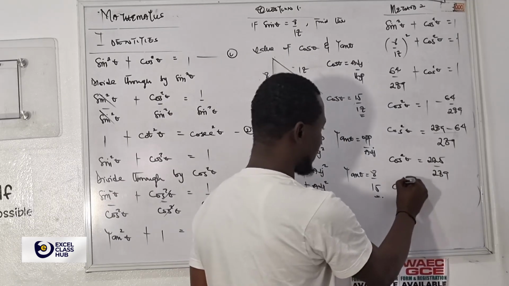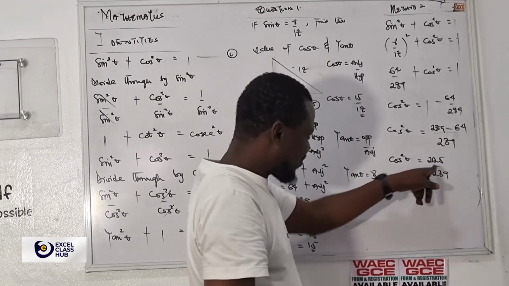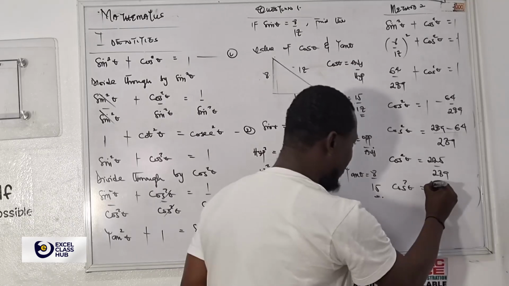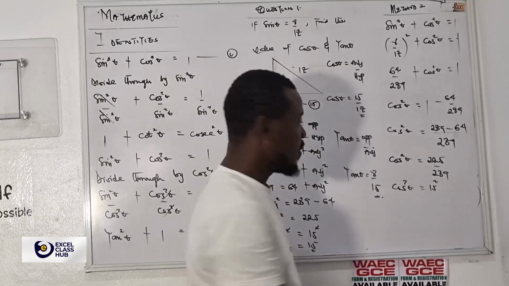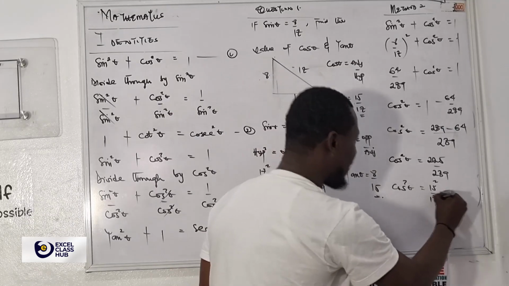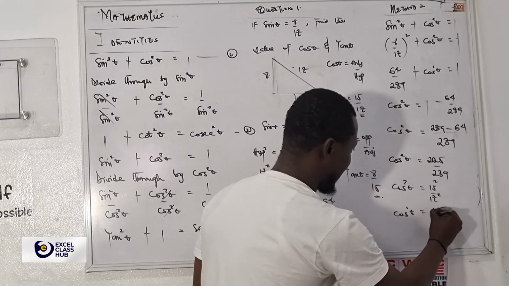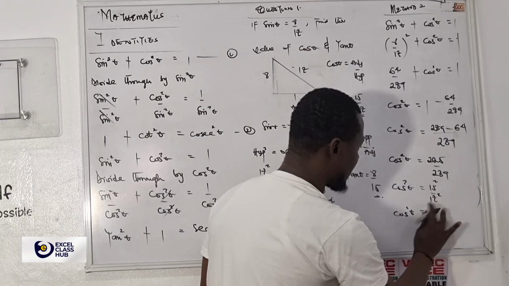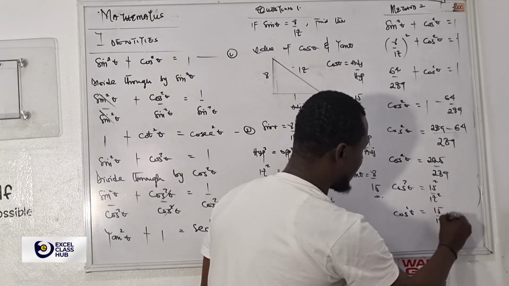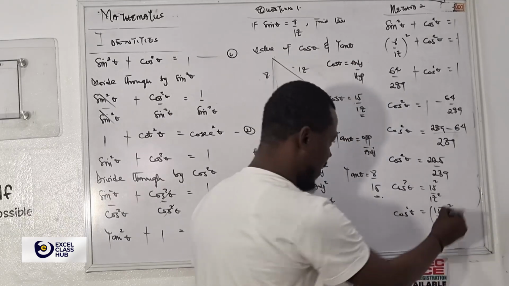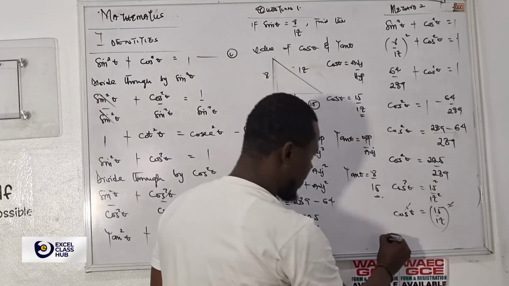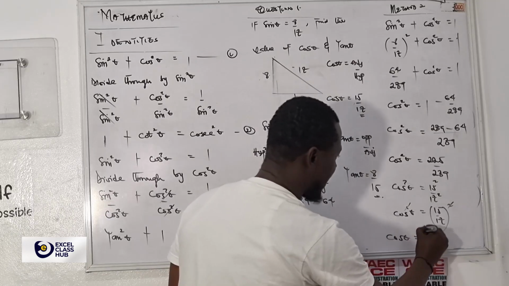So this is your cos square theta. Student, 225 will give me 15 squared, yes or no? And 289 will also give you 17 squared. So I can have cos square theta represented as 15 over 17, all squared. You can see that this square will cancel this square now. So what's my final answer for cos theta now?